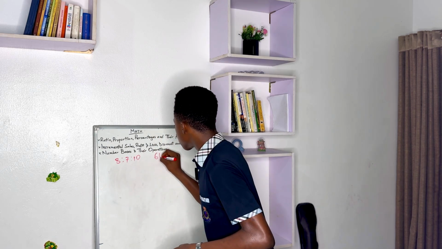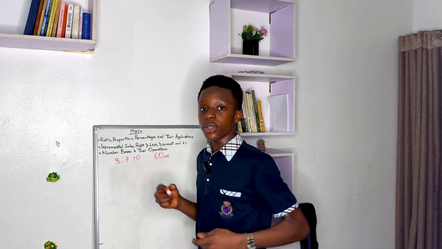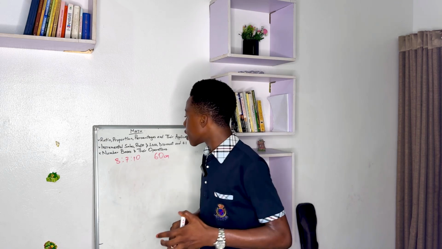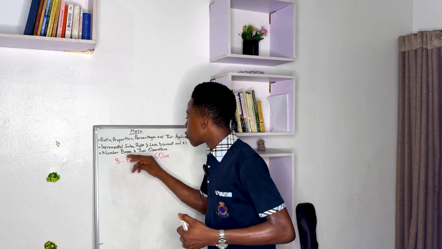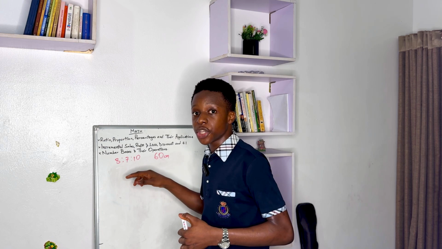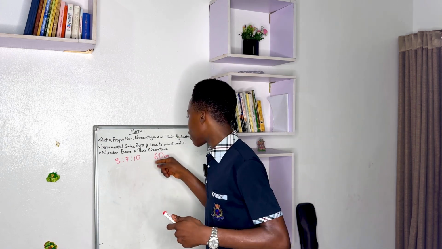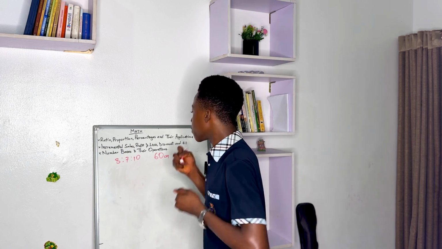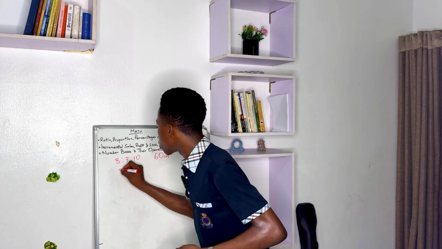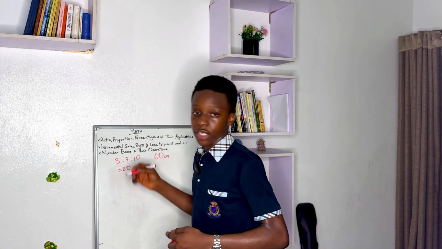Let me write out the quantity, 60 centimeters. How are you going to share this? First of all, the formula is you add up the ratios, and then for each person's ratio, you're going to write it as a fraction of the total ratio and multiply that by the total quantity you want to share. So we first add up the ratios, which is going to give us 20. So that's the total ratio.